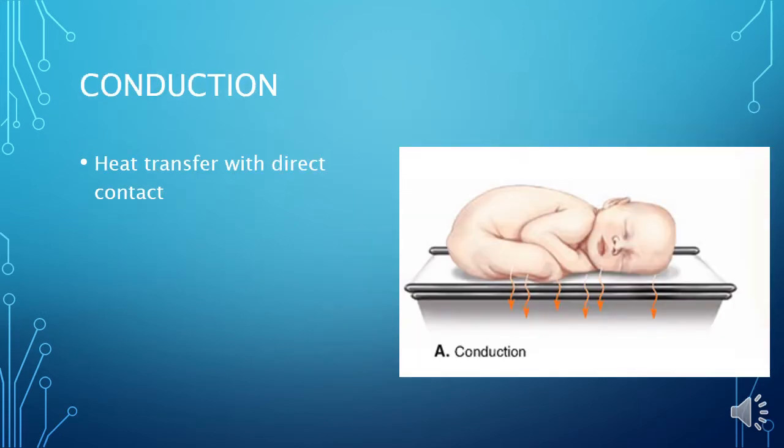So conduction is heat transfer that occurs with direct contact. So objects in this system have to be touching. And remember that the hotter object always will pass heat to the cooler object. So we have a picture here of a baby, and we're going to assume that he's on a cold bed. So the heat from the baby is going to be transferring into the cold blanket or bed or whatever he's laying on, and that's going to result in the baby losing temperature and potentially getting cold.